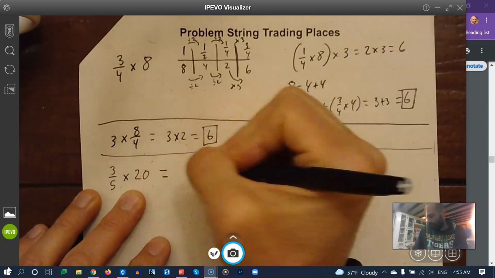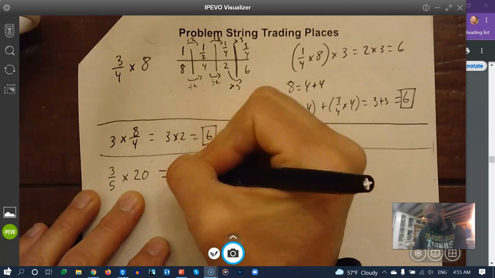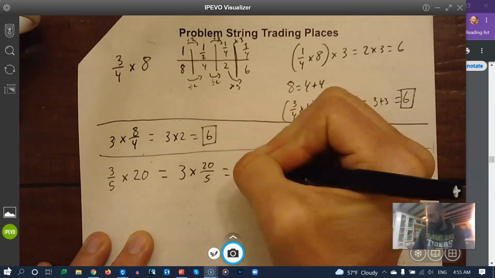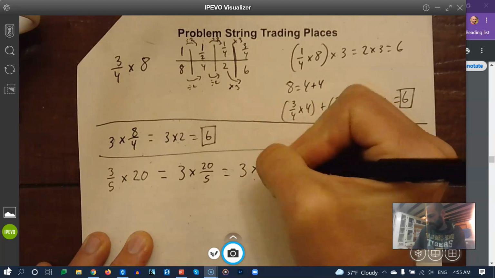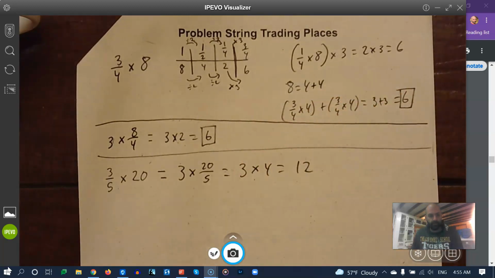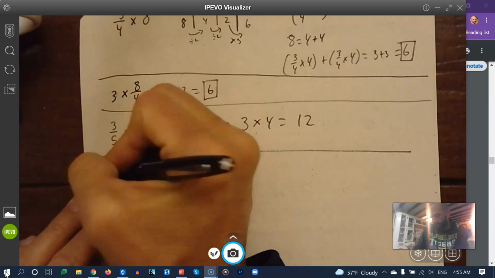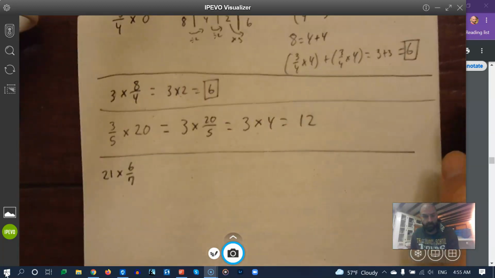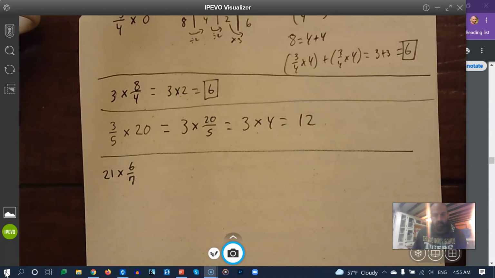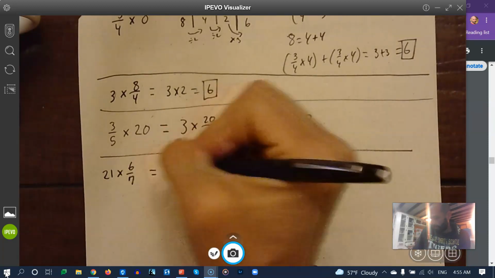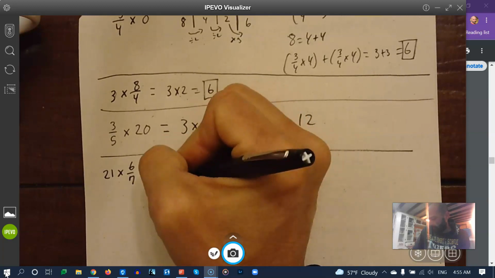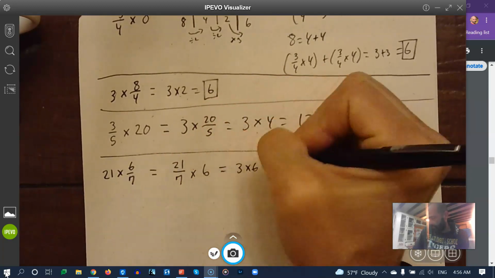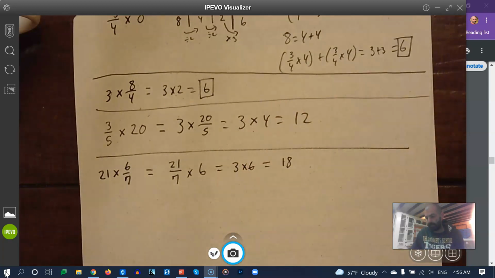All right, well, hopefully you just saw that this is 3 times 20/5, which is 3 times 4, which is 12. All right, next up is 21 times 6/7. All righty. So again, hopefully you saw that you could go 21/7 times 6, which is equal to 3 times 6, which is equal to 18.